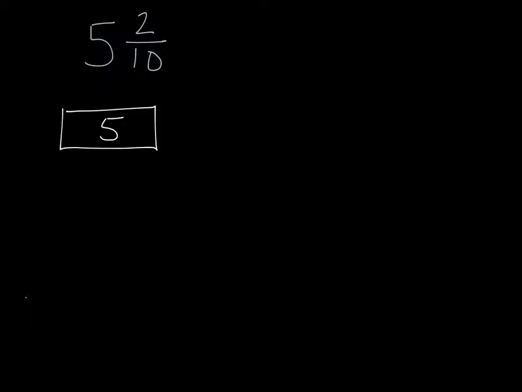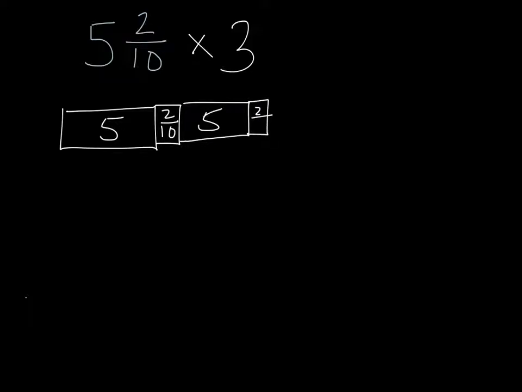So let's try another one. Let's do the problem 5 and 2/10. So first I'm going to draw a tape diagram to model my 5, and then I'm going to add on the fractional part, the 2/10. Now, let's say I was multiplying this by 3. So now I have 3 equal groups of 5 and 2/10. So I'm going to draw this a total of 3 times.